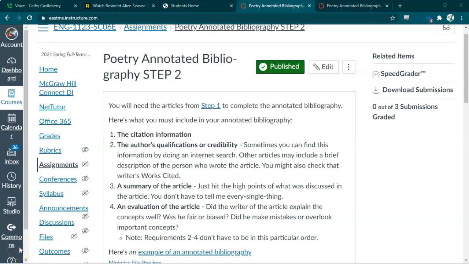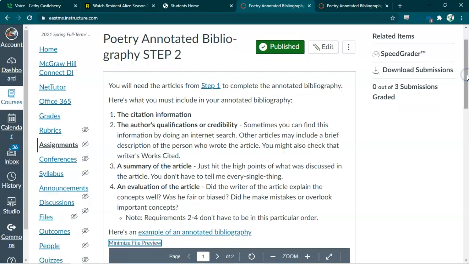Hey, here's how to do the poetry annotated bibliography, step 2. First of all, you need to choose one of the articles from step 1, right? Choose one of the articles. You're supposed to do all 3, but then we cut it down to one article.